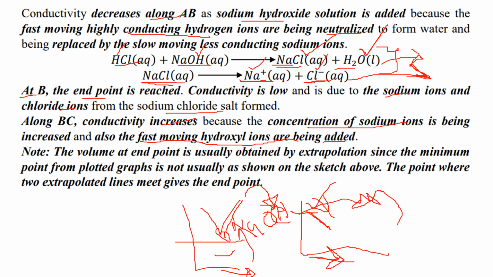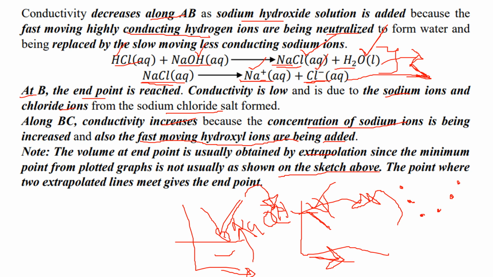Now you're going to make a note that the volume at the end point is usually obtained by extrapolation. We are making this note just in case you are required to show the data that has been given in the table on a graph. You always get your end point. Let's say that you have plotted your points on the graph in this format.